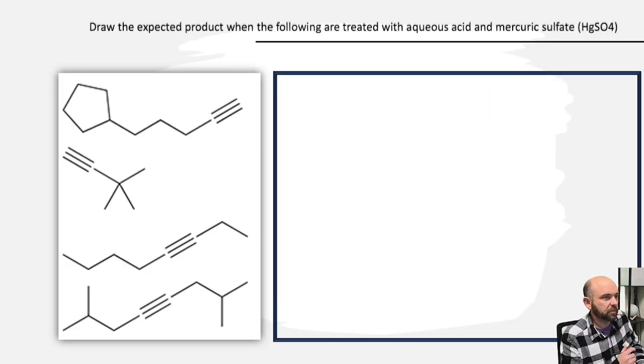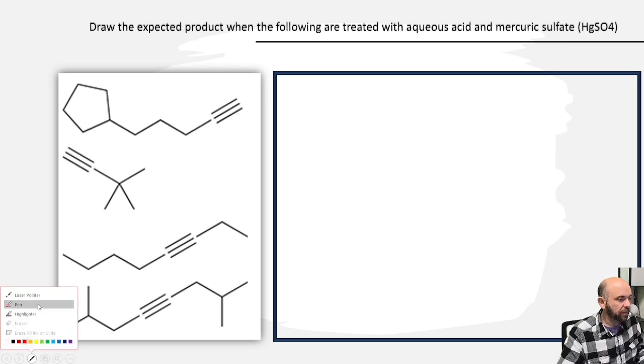So we have some examples here. We are supposed to draw the products of acid catalyzed hydration of each of the following molecules. We can see that the top two molecules are alkynes, or terminal alkynes rather. So they are going to result in methyl ketones.